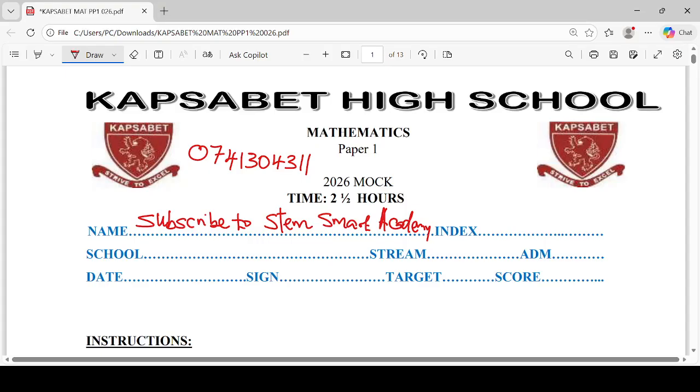Today we are going to look at the Kapsabet High School Mathematics Paper 1, that is the 2026 mock paper.